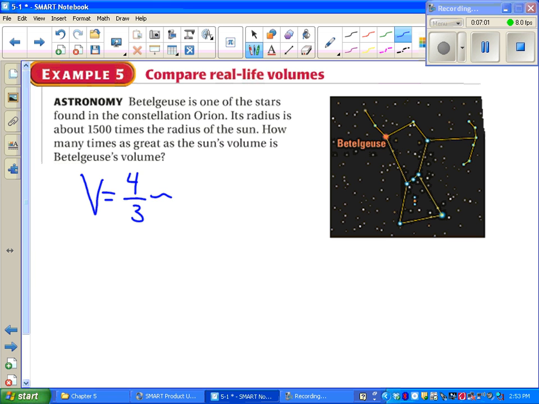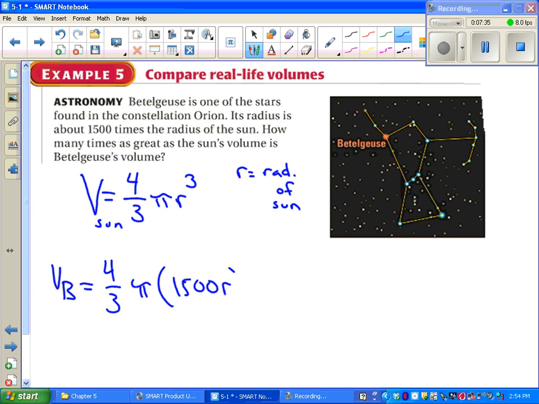Now, if we call this the volume of the sun, r equals radius of sun, then if we want the volume of Betelgeuse, call that B, we're going to have to replace r with 1500 r. If you notice, these two formulas for volume are exactly the same except for that 1500. So that might imply that the volume is 1500 times bigger, but that wouldn't quite be right because this is really 1500 to the third. So you have to figure out what 1500 to the third is, and it is a huge number. Your calculator is probably going to spit out scientific notation. That's how much bigger Betelgeuse is than the sun. So it's a lot bigger than the sun.